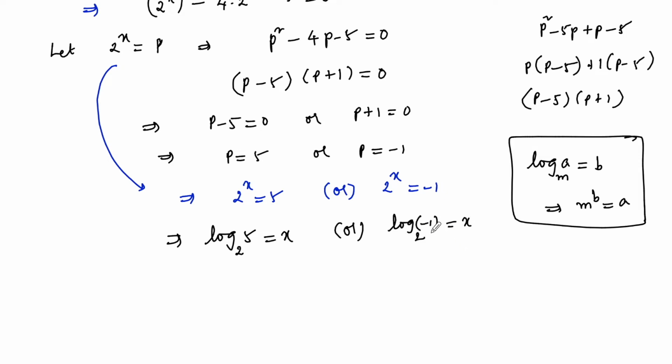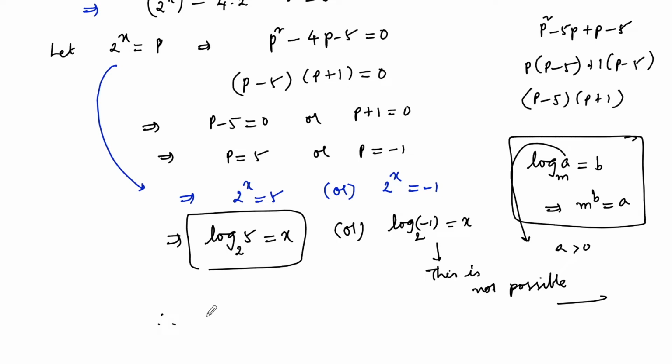But this is not possible, because as per the condition, the argument of the logarithm must be positive, above 0. So this is not possible. Therefore we can consider x is equal to log 5 to the base 2.